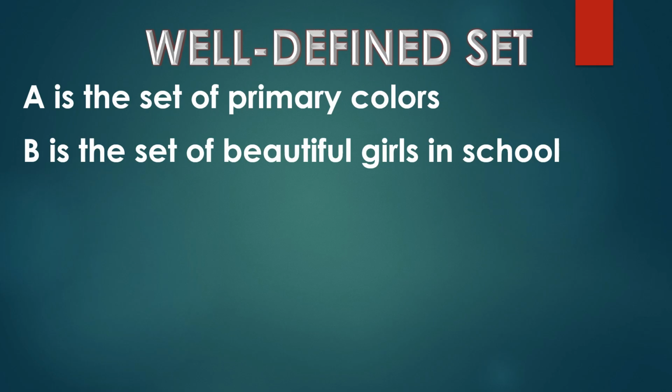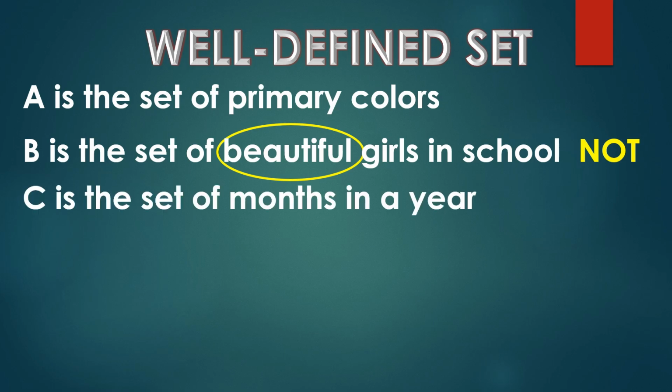B is the set of beautiful girls in school. This is not well-defined. Some people have different opinions when it comes to beauty. There are people who may say that a girl is not beautiful simply because of the color of her skin. This is wrong. Let us remember that beauty comes in all sizes and color.